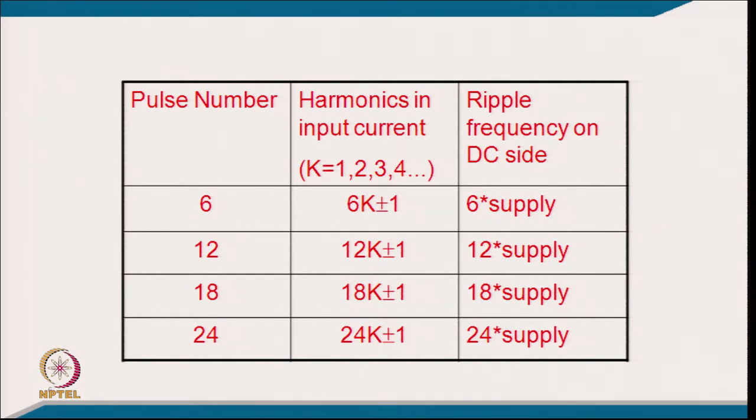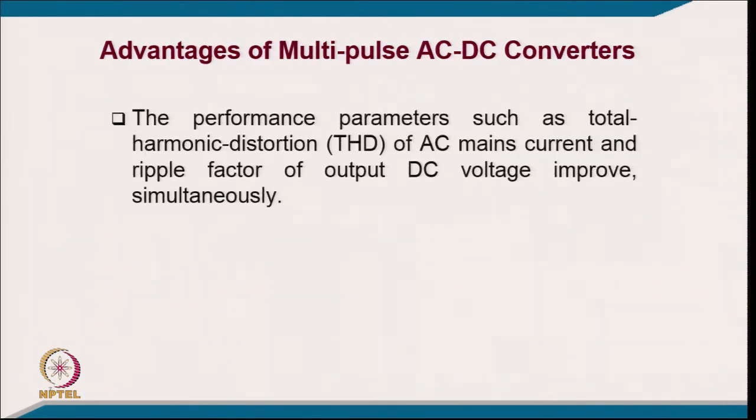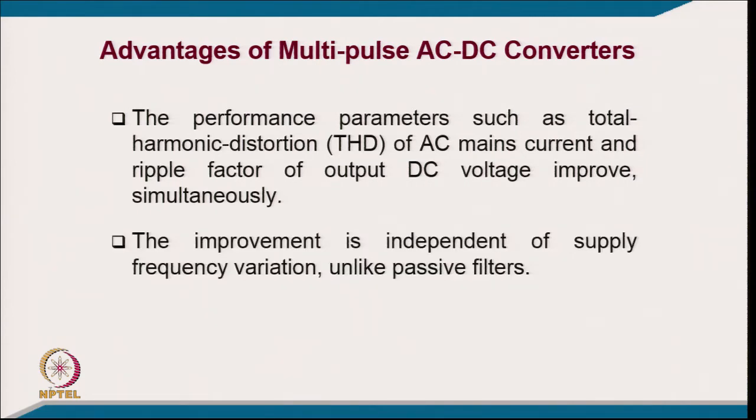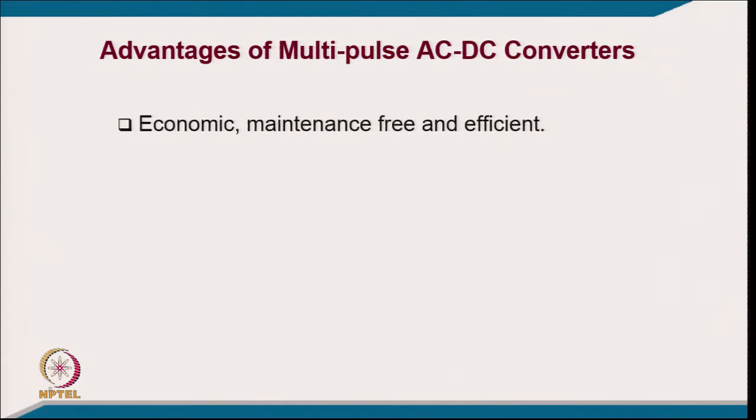We will talk about, of course, converters which are not multiples of 6 also, maybe in the next lecture. So, coming to the advantages of multipulse AC-DC converters, performance parameters such as total harmonic distortion of AC mains current and ripple factor of output voltage improve simultaneously, and the improvement is independent of supply frequency variation, unlike the passive filter, and minimal or no control is required as diodes or thyristors are mainly used.